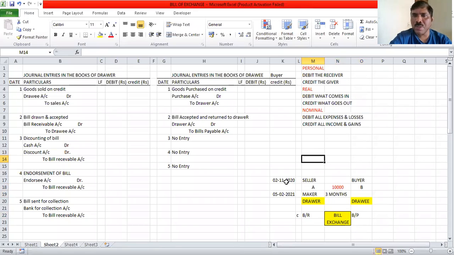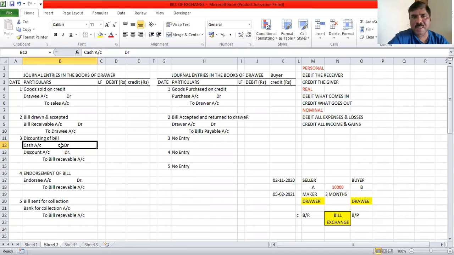The drawer goes to the bank and gives the bill to the bank on the day whenever he needs cash, and the bank will reduce some amount as a discount and the remaining amount will be paid to the drawer. In that case the drawer will be receiving the cash from the bank. So bank cash will be debited, and the amount reduced, that is the discount, is a nominal account, where we debit all expenses and losses, and credit all income and gains.